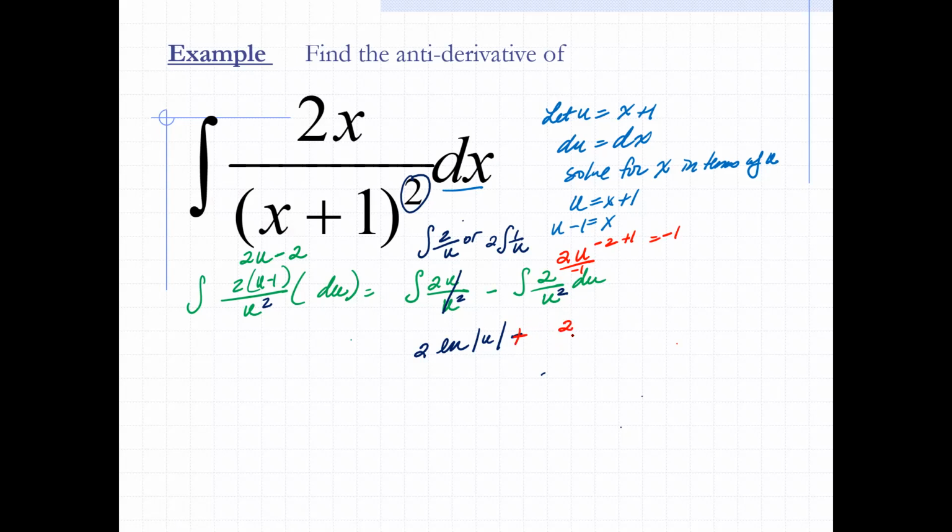2 u to the negative 1 power, bring it down, 2 over u. And that's it. So then plus c, sorry, forgot plus c. Let's go ahead and replace the u with an x plus 1. And that is it. This is your answer.